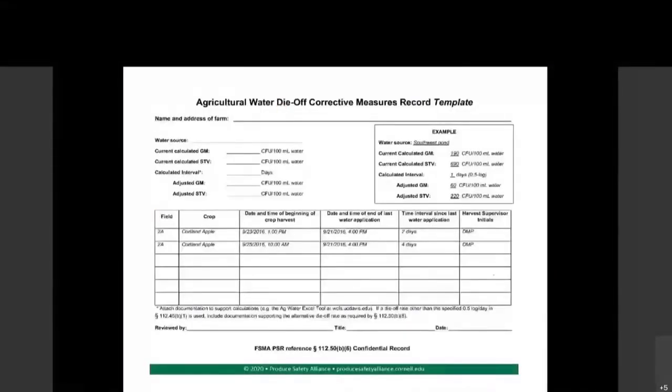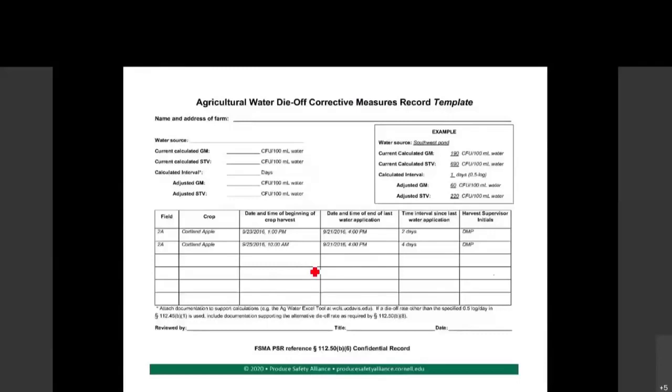Now, in all cases, you're going to want to make sure that you log all of this. And Produce Safety Alliance has a template that will help you in making those calculations. And again, this template is found on our website, and the URL will be coming up at the end of our talk, so you can get this template.